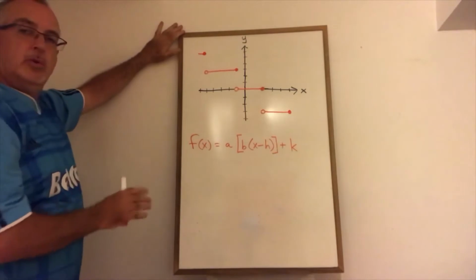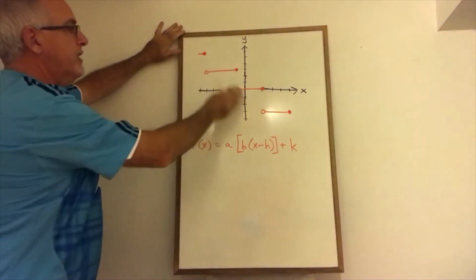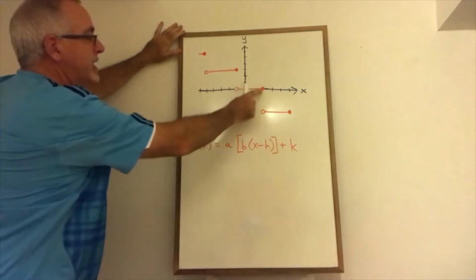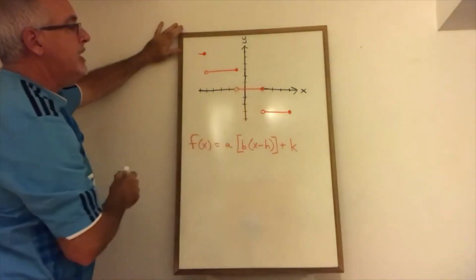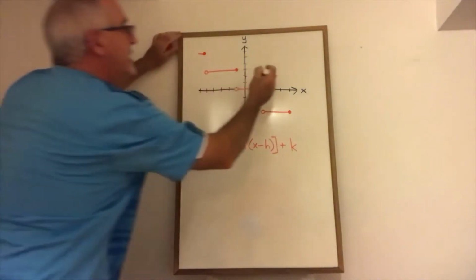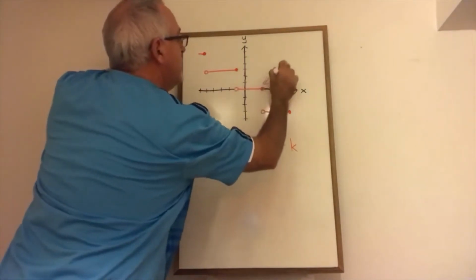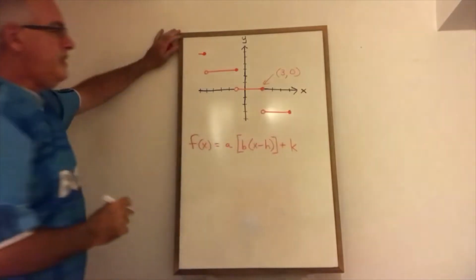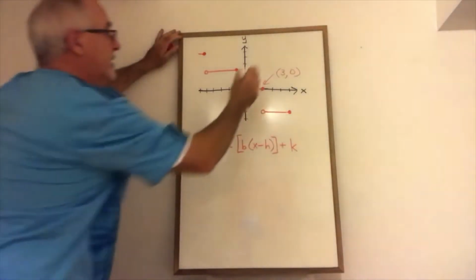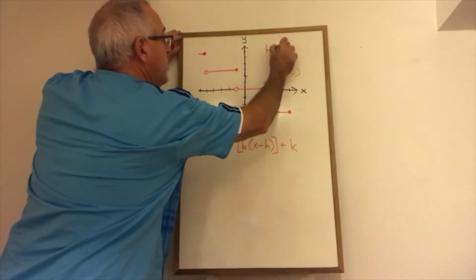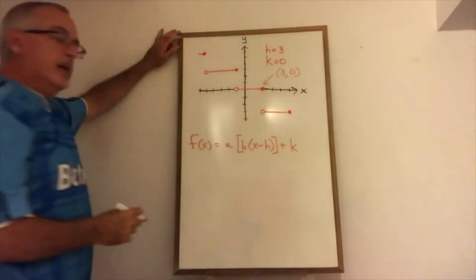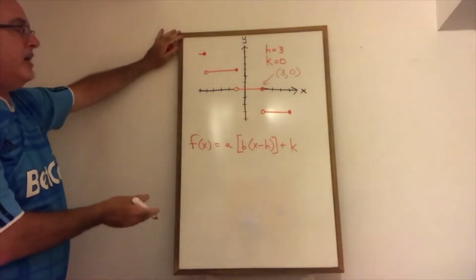I want to choose a closed circle at one end of the steps that's close to the y-axis. I'm choosing this one, and it has the coordinates (3, 0). That means h is equal to 3, and k is equal to 0. So I have half of my parameters already.